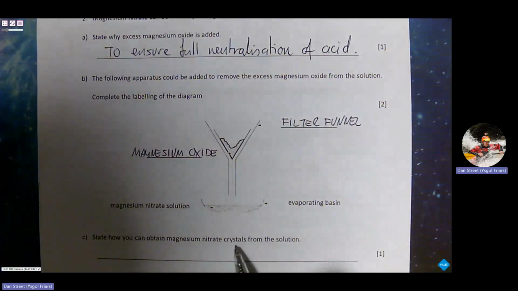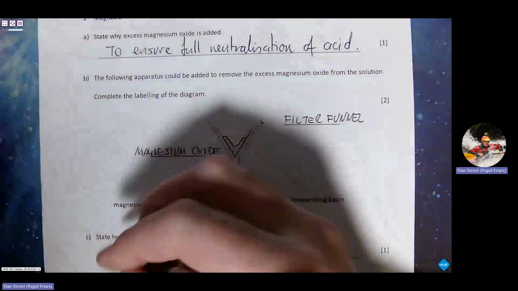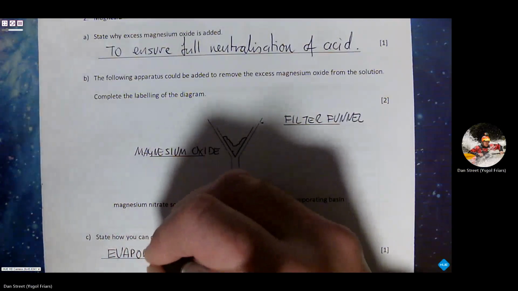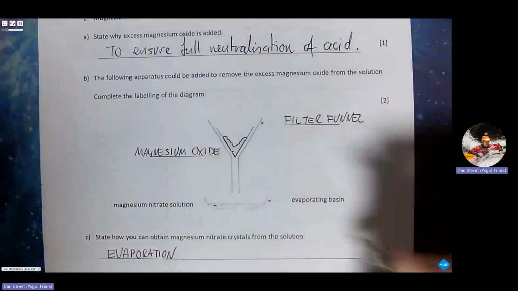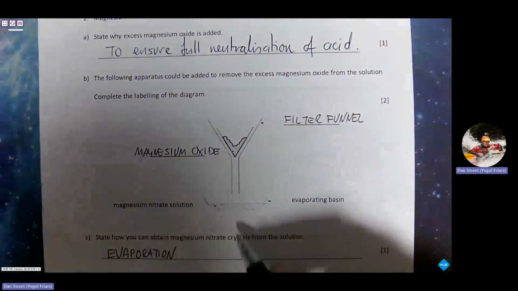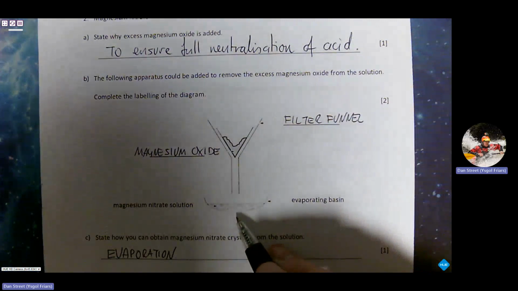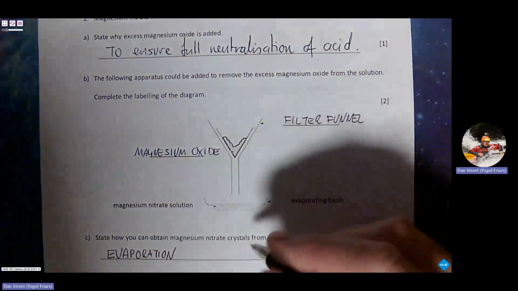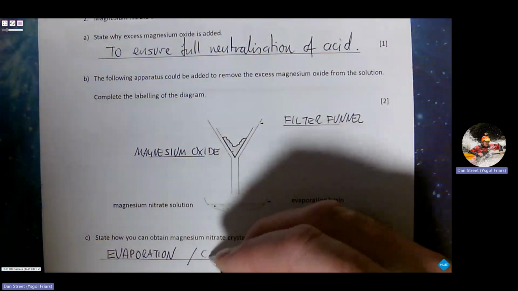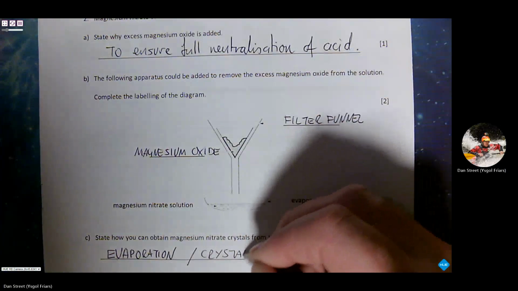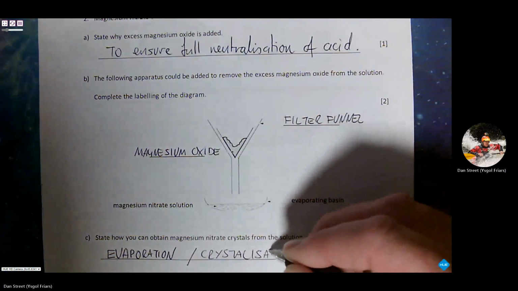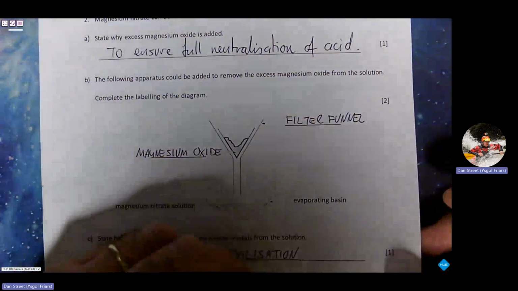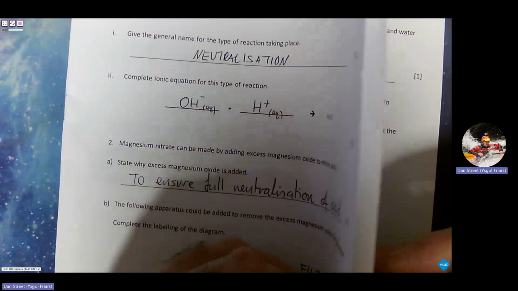State how you can obtain magnesium nitrate crystals from a solution. Okay, a key word here would be evaporation. Basically, we can either heat it strongly to force the water off, or better still, leave it to evaporate naturally over a long period of time. That way we get bigger crystals. This is sometimes called crystallization. So those two would both have been equally valid. Okay, moving on.